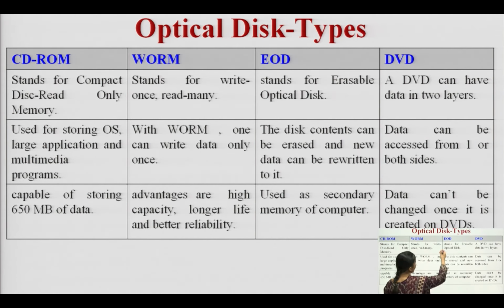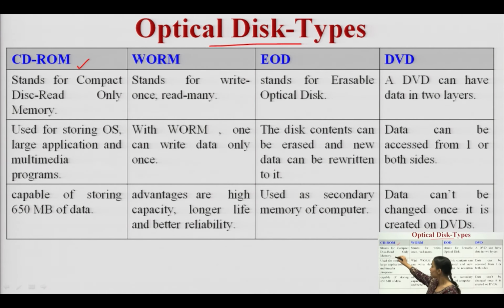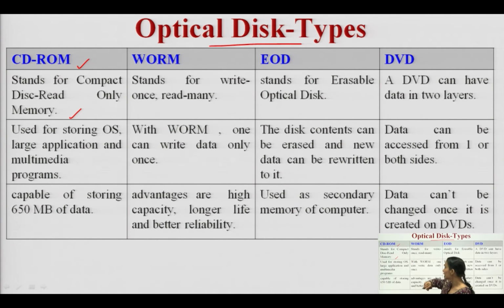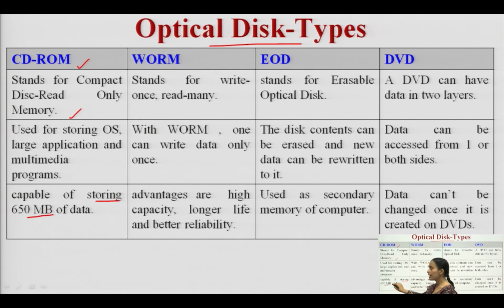Then there are basically 4 kinds of optical disc types. One is our CD-ROM, that is known as compact disk read only memory. We are already using this. This CD-ROM is used for storing the operating system, large applications or multimedia programs, and on a single CD we can store 650 MB of data.